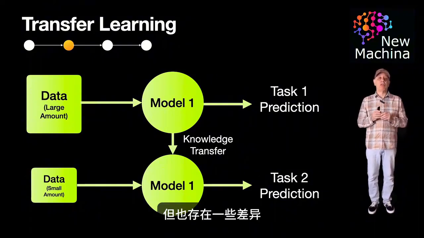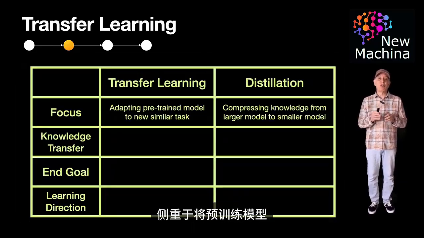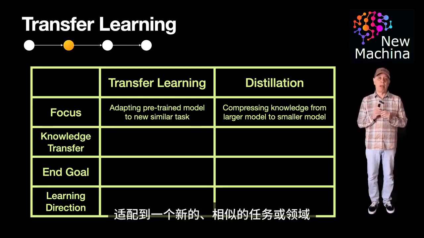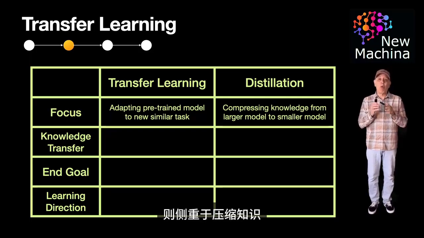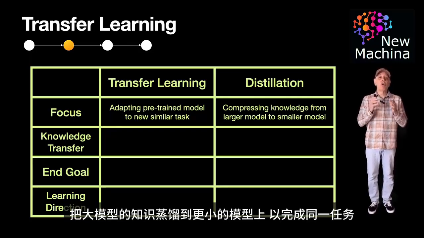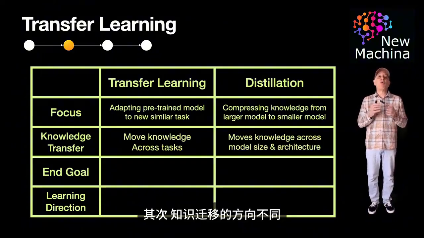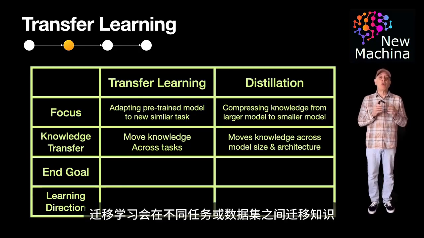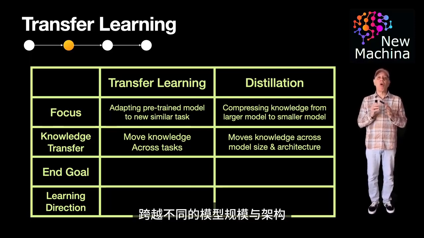But there are some differences. First, there is the focus. Transfer learning is focused on adapting a pre-trained model to a new similar task or domain. Alternatively, distillation is focused on compressing knowledge from a large model to a smaller one for the same task. Second is the direction of knowledge transfer. Transfer learning moves knowledge across tasks or data sets. Distillation moves knowledge across model sizes and architectures.